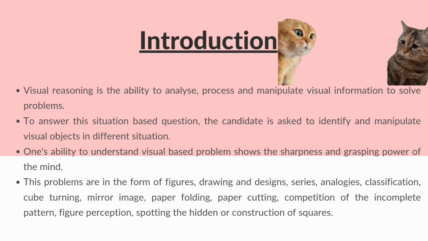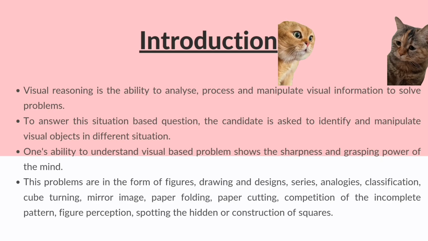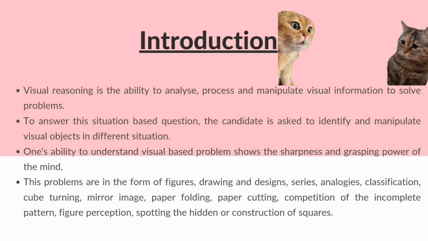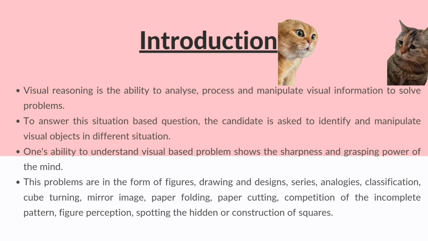Introduction. Visual reasoning is the ability to analyze, process and manipulate visual information to solve problems. To answer this situation based question, the candidate is asked to identify and manipulate visual objects in different situations. One's ability to understand visual based problems shows the sharpness and grasping power of the mind.